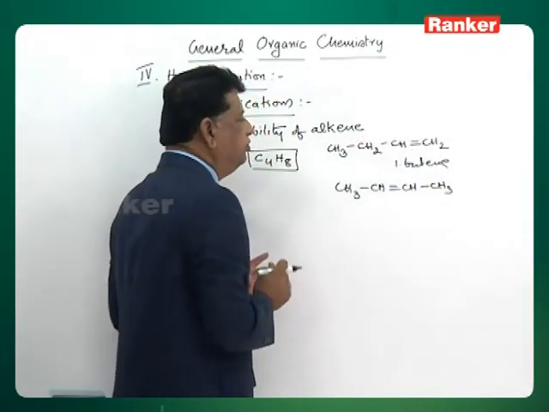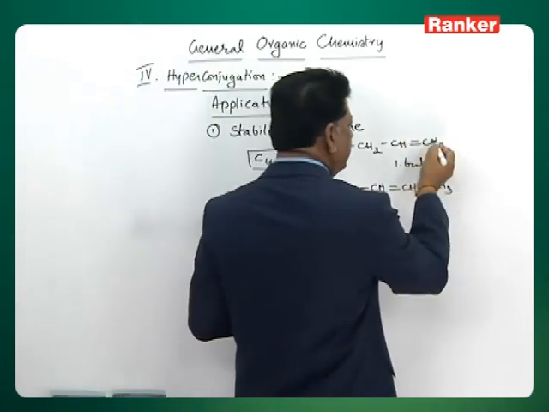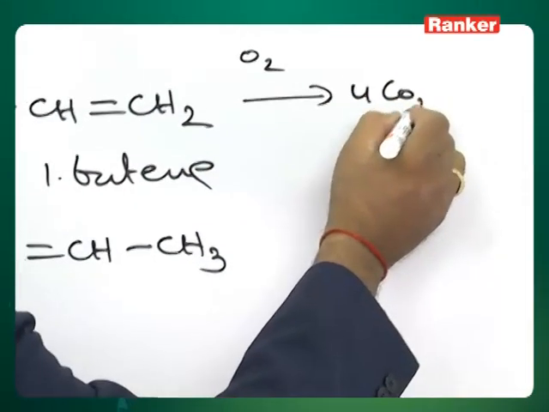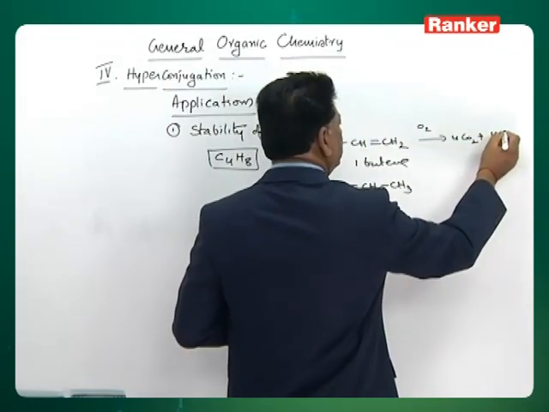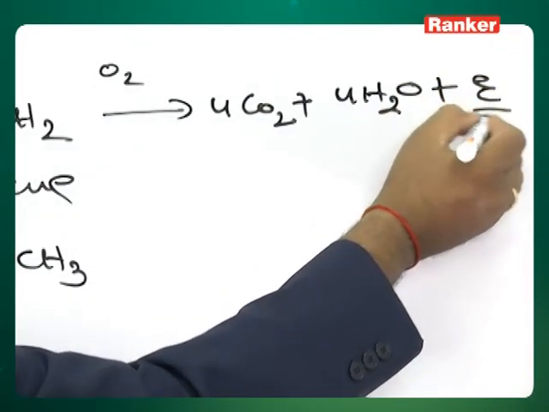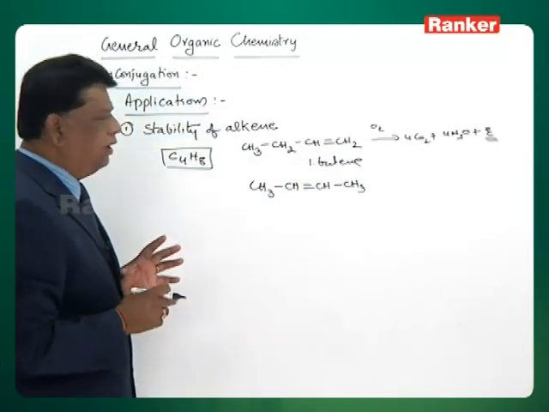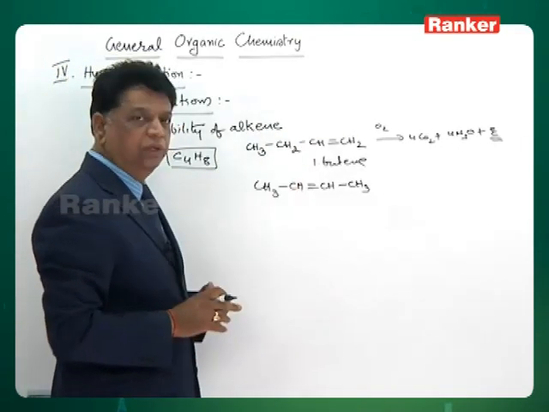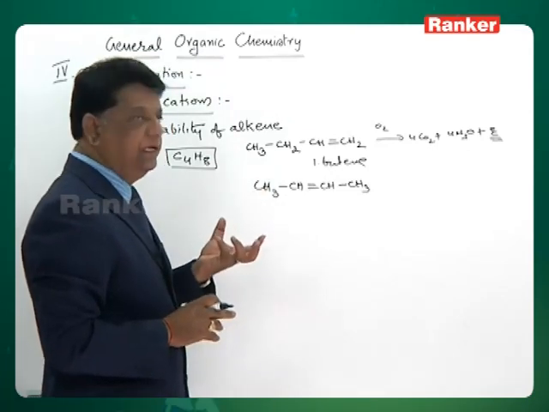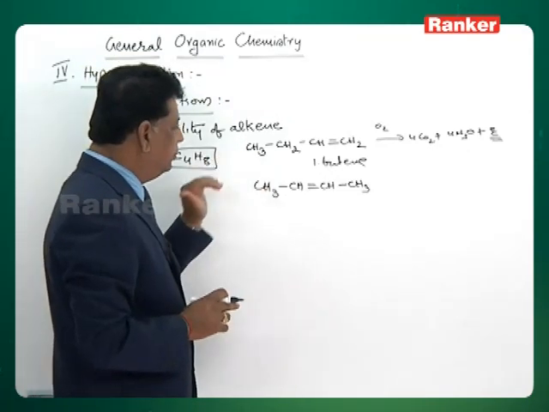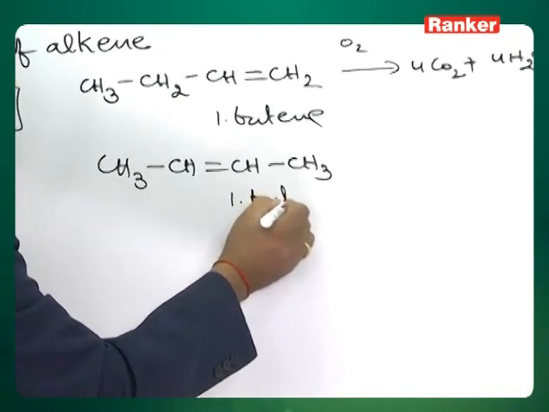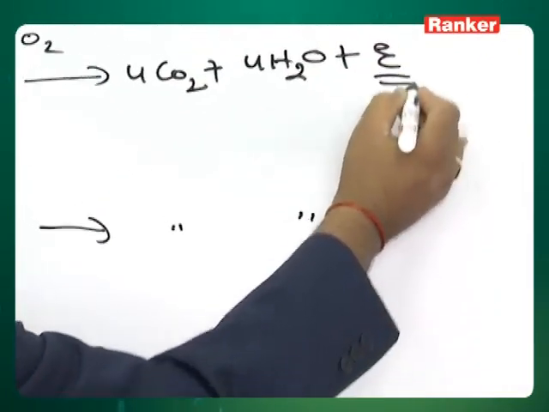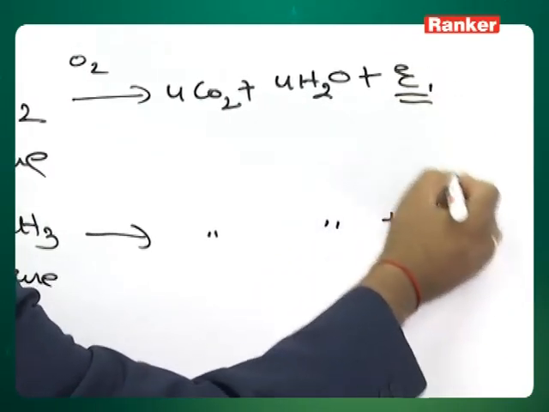So if you burn these two compounds with excess oxygen, you will get 4 molecules of carbon dioxide and 8 hydrogens, so 4 H2O molecules are formed, plus some energy is liberated. This energy per mole, when burning into the totally oxidized products, is called the heat of combustion. So if you compare the heat of combustion of 1-butene and of 2-butene, the products will be the same, but the energies E1 and E2 are not the same, isn't it?